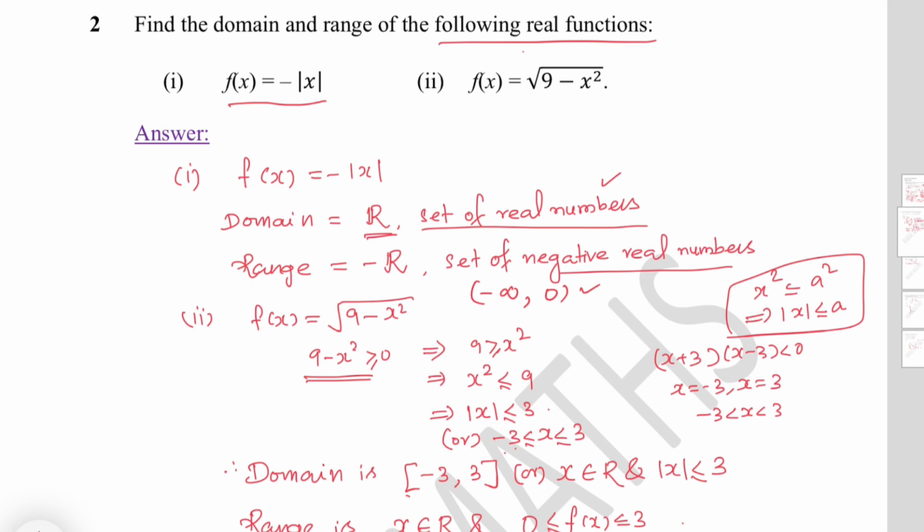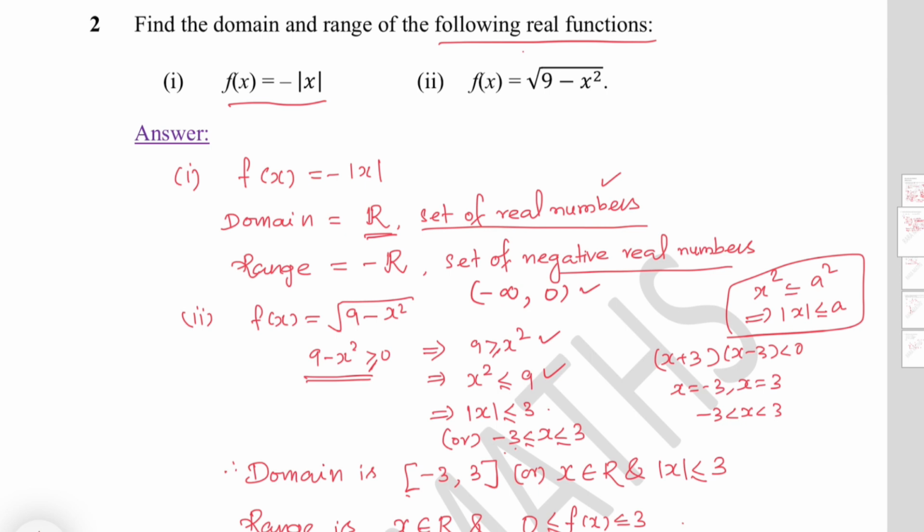And the second question: f of x equals under root 9 minus x square. When you see any function under root, to find the domain, the value within the under root should be non-negative. That is, 9 minus x square should be greater than or equal to 0. It cannot be negative, because the root of a negative value is not defined in real numbers. It is defined only in another set of numbers called complex numbers, not here. Therefore 9 minus x square should be greater than or equal to 0, which implies 9 is greater than or equal to x square, that is, x square is less than or equal to 9.